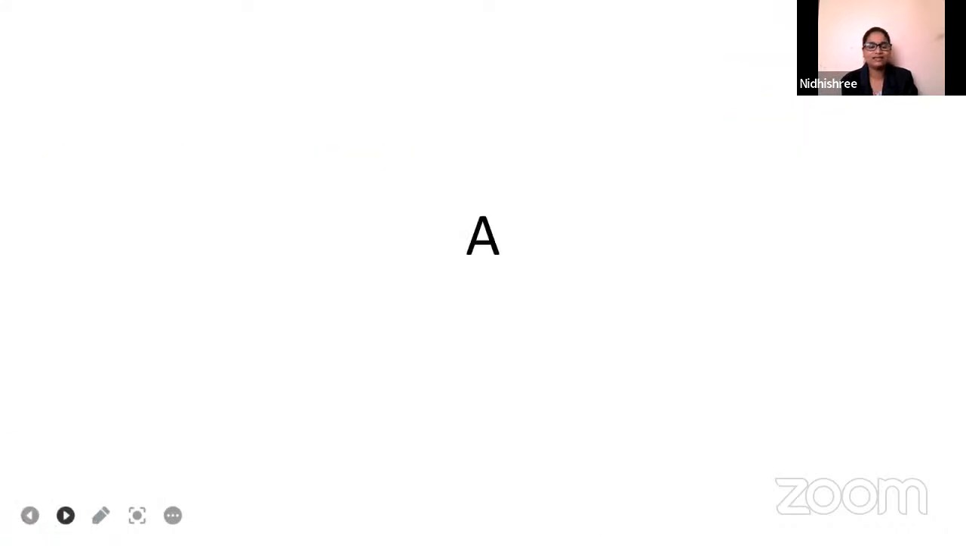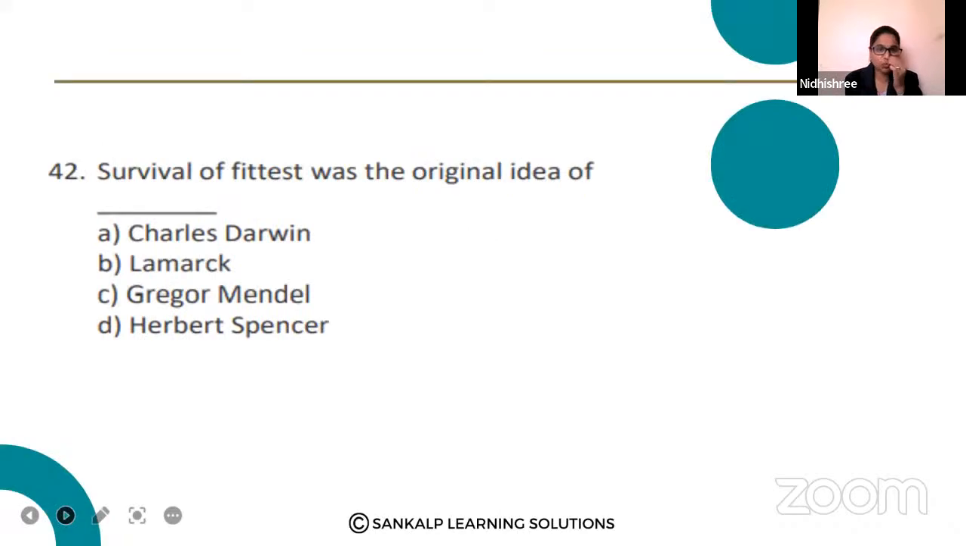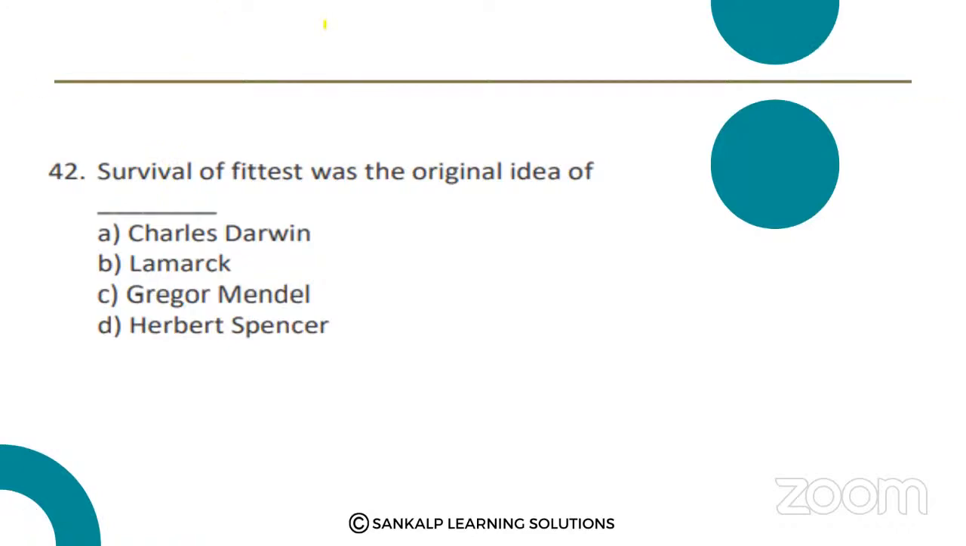Pangea. Okay. Then, survival of the fittest was the original idea of Charles Darwin, Lamarck, Gregor Mendel, or Herbert Spencer. Option A, Charles Darwin. Option D, Herbert Spencer.